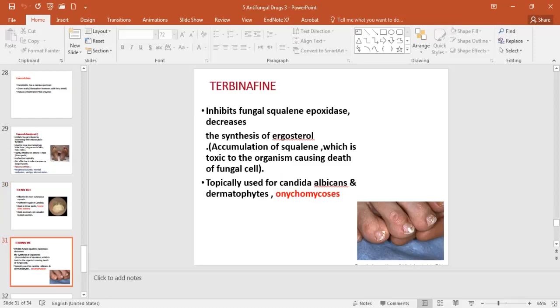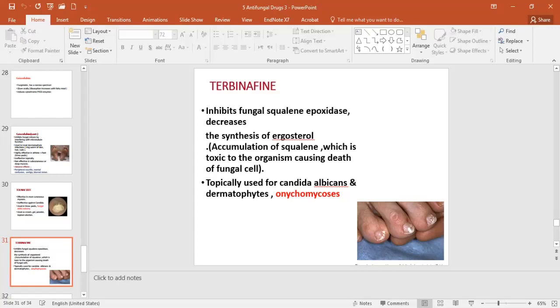Terbinafine inhibits fungal squalene epoxidase and so decreases the synthesis of ergosterol. Accumulation of squalene, which is toxic to the organism, causes death of the fungal cell. It's typically used for Candida albicans, dermatophytes, and onychomycosis.